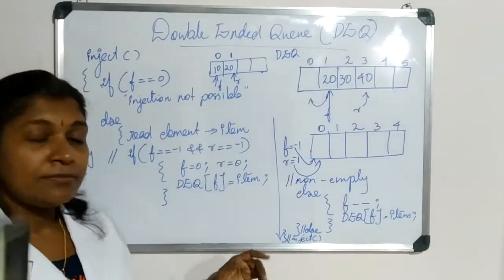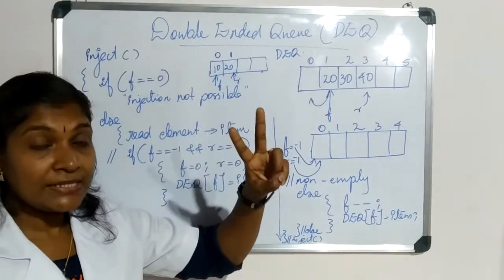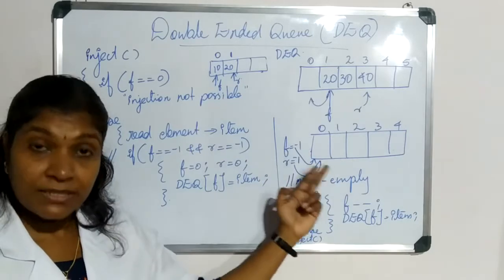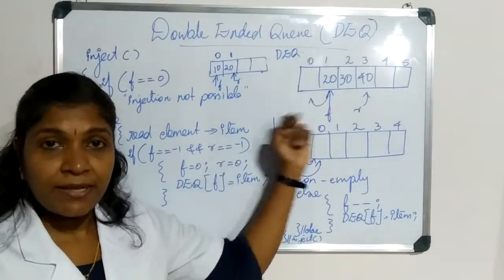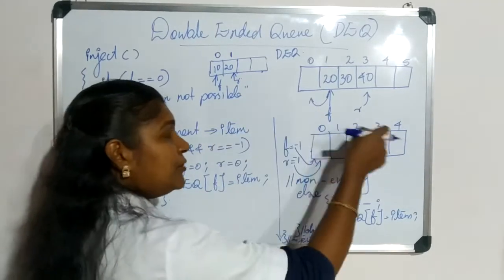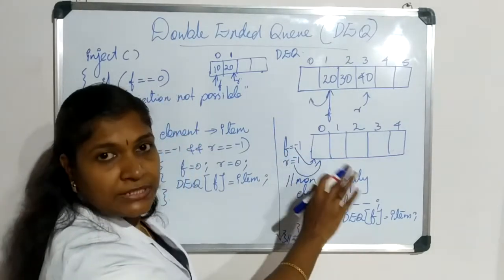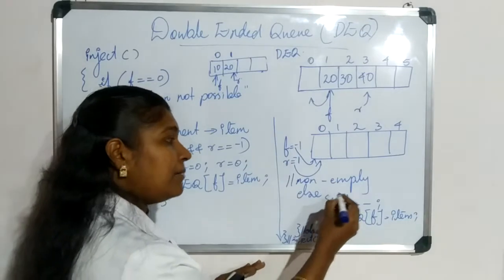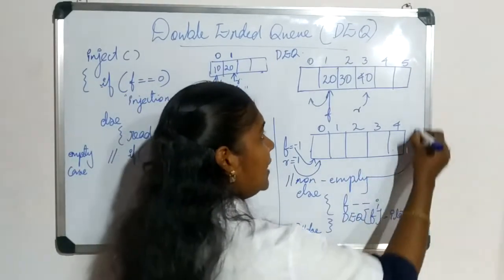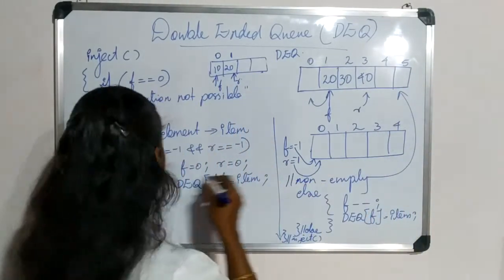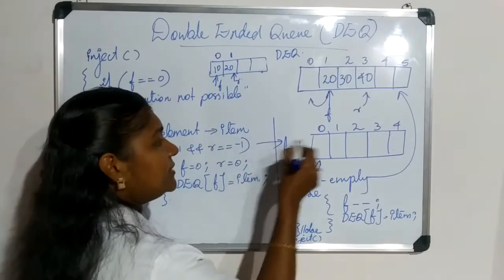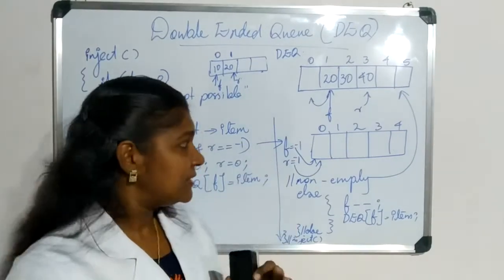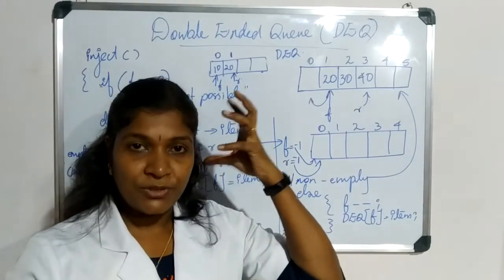If injection is possible, again we consider two cases: injection into an empty double-ended queue and a non-empty double-ended queue. So when you draw this diagram, along with our explanation, you should draw these diagrams and mark this is the non-empty case, and this is the empty case, because whenever you try to remember the concept, these pictures should come into your mind.